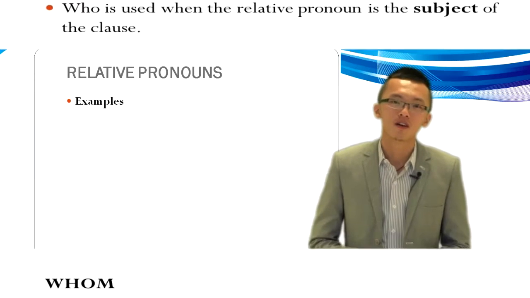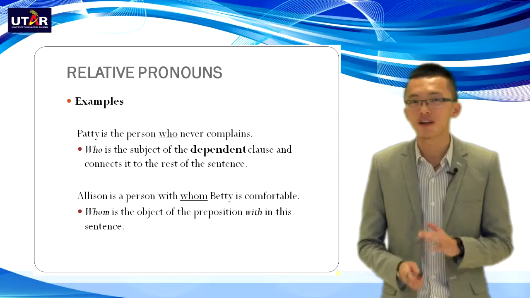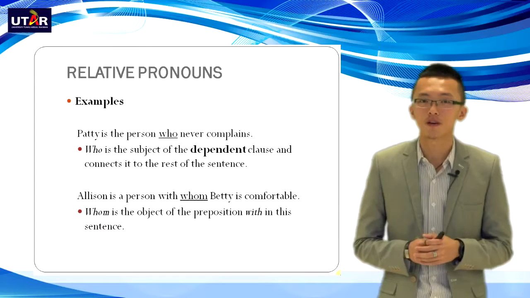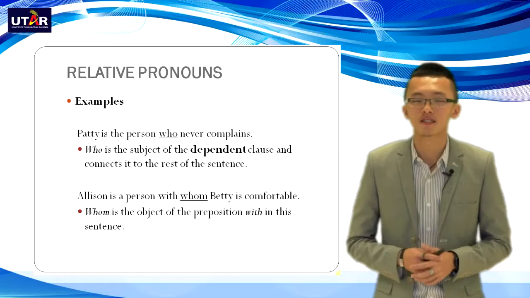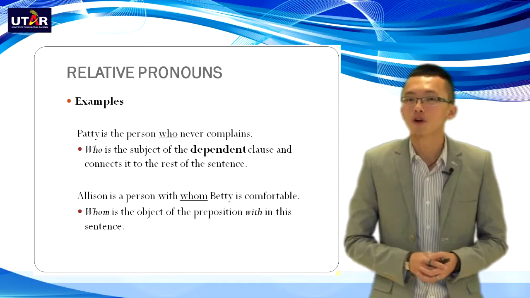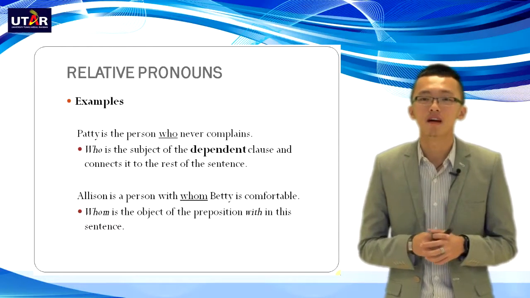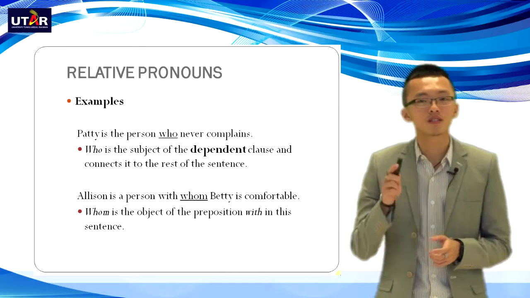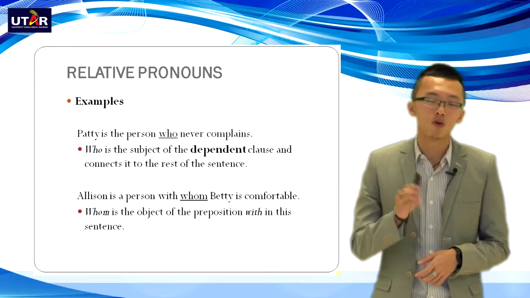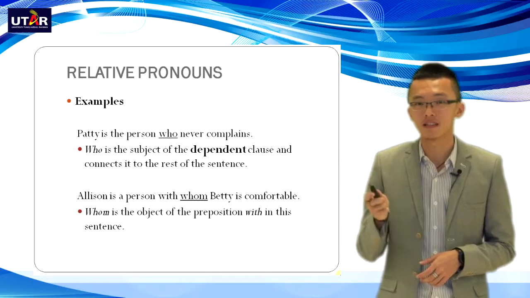For example, Patty is the person who never complains. Who never complains refers back to the subject, which is Patty. In this case, Patty is the subject, and you therefore use the subject relative pronoun who. Moving on, Allison is the person with whom Betty is comfortable. Whom is the object of the preposition with in this sentence. Now, whom refers not to the subject, Betty, but to the object, Allison, in this sentence.